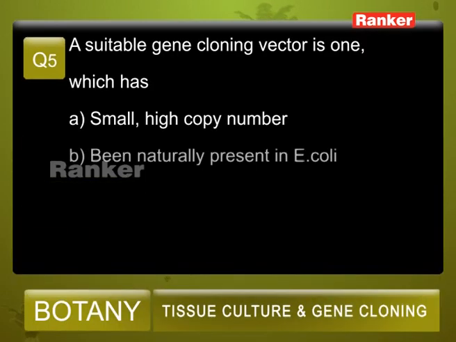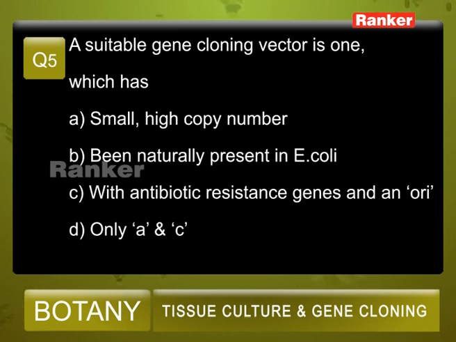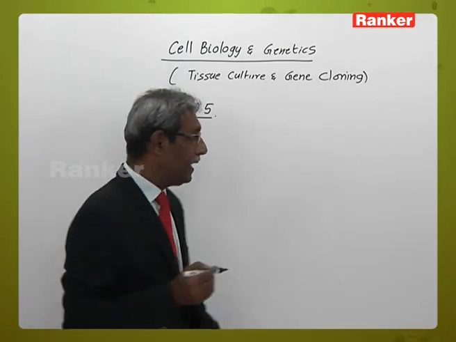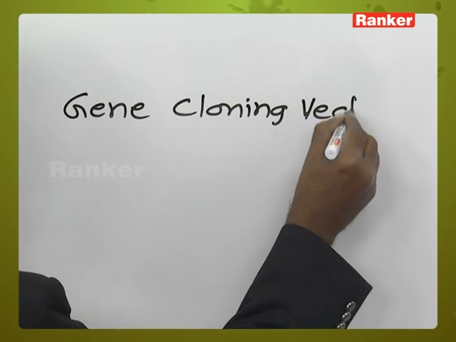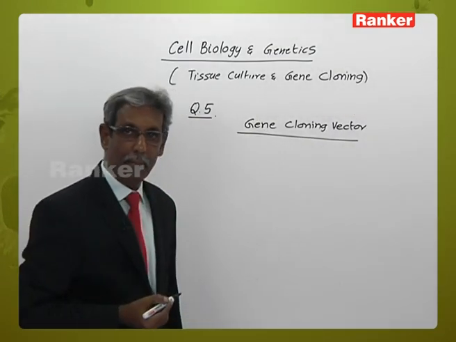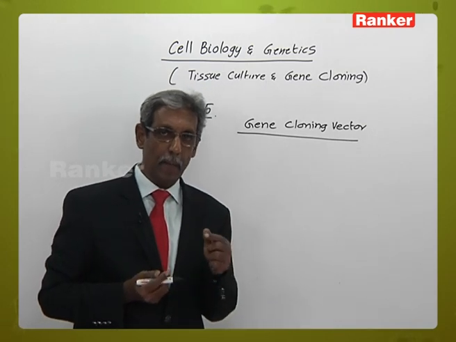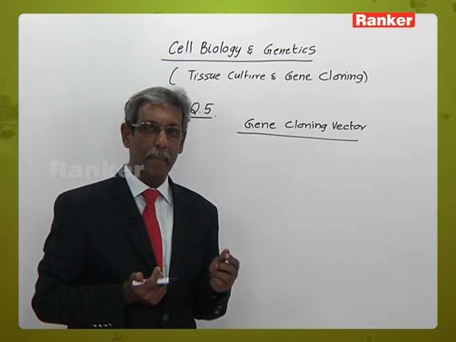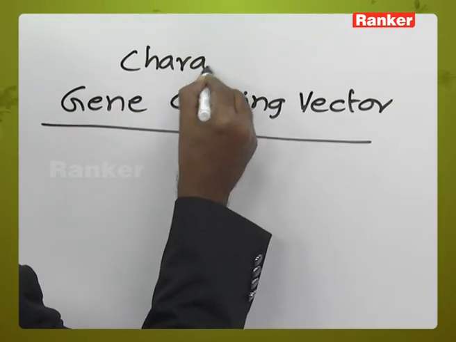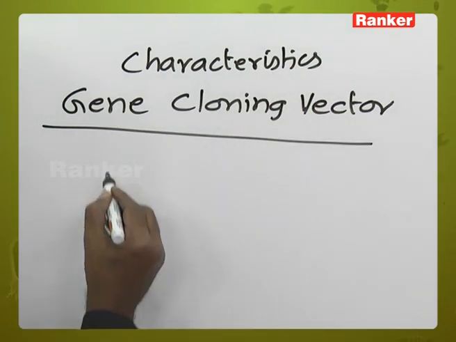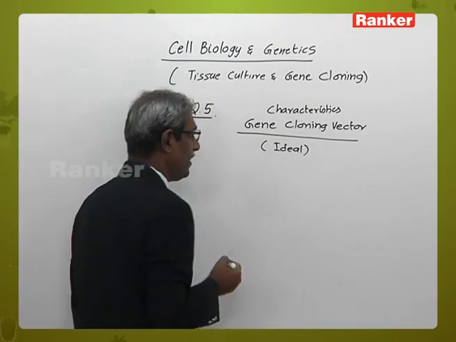Question number 5. A suitable gene cloning vector is one which has A, small size and high copy number, B, naturally present in E. coli, C, with antibiotic resistant genes and an ORI, and D, only A and C. Now, when you are attempting gene cloning, that is making multiple copies of a particular gene of interest, you require a vector which can transfer the foreign gene into the bacterial cell and again back into the plant cell. What are the ideal properties of a gene cloning vector?